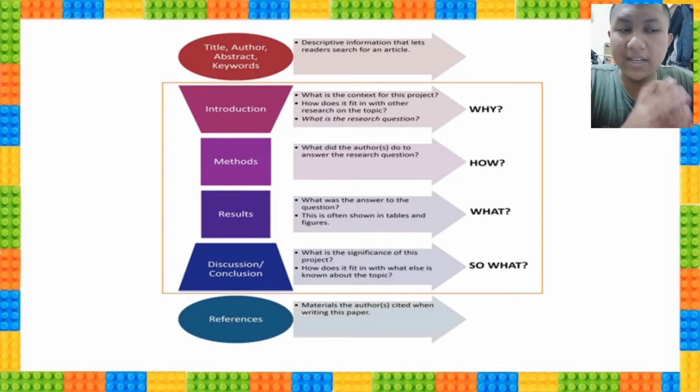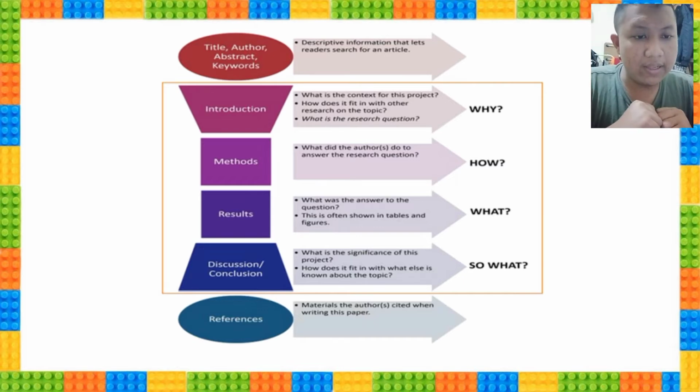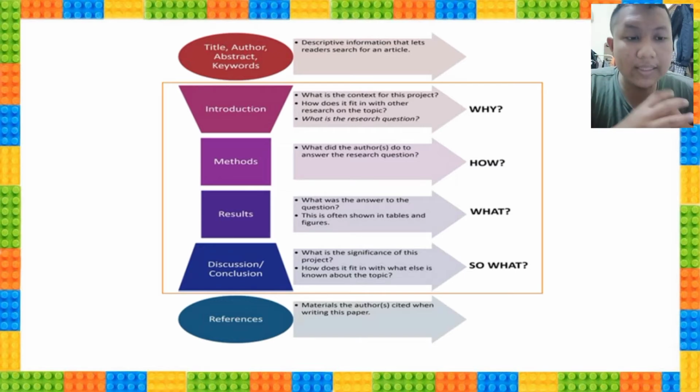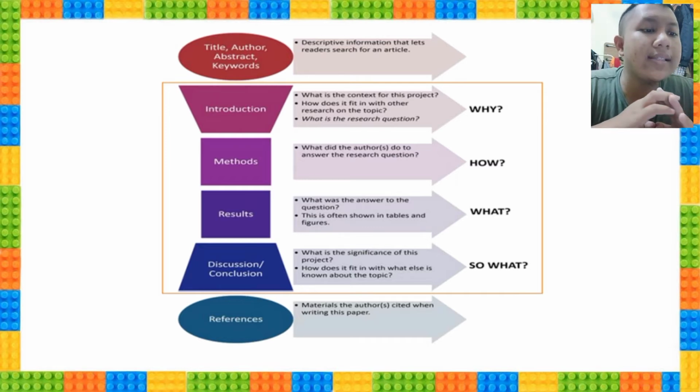Number third, the result. The result will tell us what the answer to the question was, and this is often shown in tables and figures. And of course, that will help us to understand the result and the data. And then we have the discussion and conclusion. They will tell us what the significance of this project is and how it fits in with what else is known about the topic.